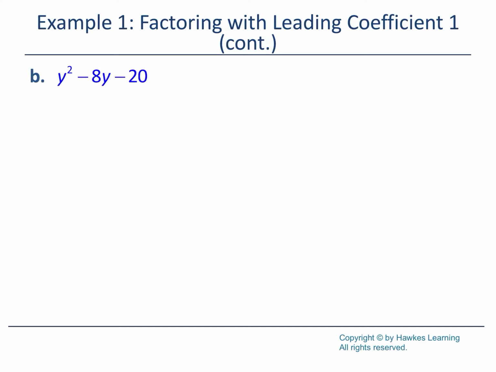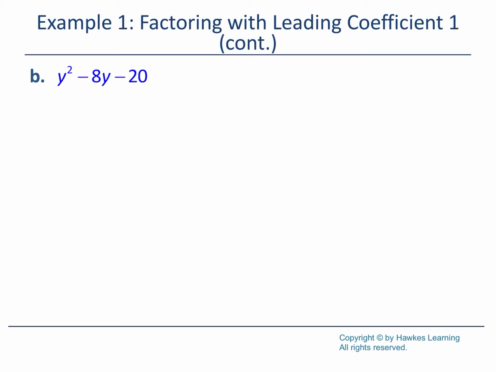All right, so let's look at another one. Here we have two numbers. They have to multiply to be negative 20. Now, because it's a negative, for us to multiply two things and get a negative number means that one of them has to be positive and one of them has to be negative.